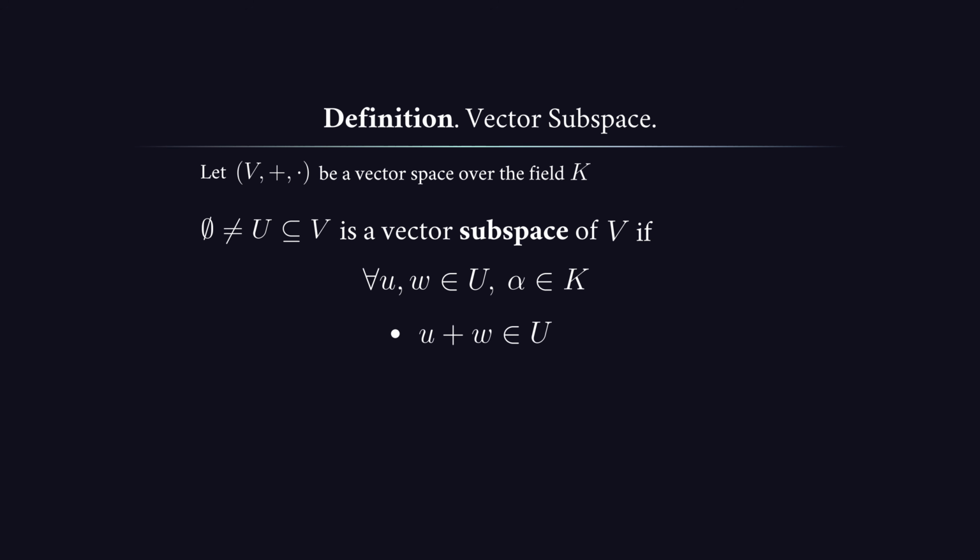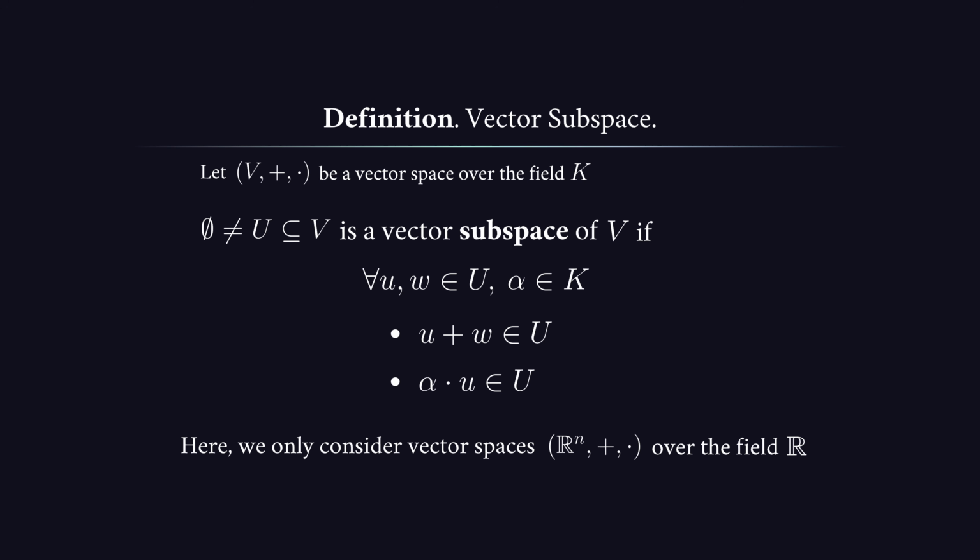When we add together two vectors, we still reside in U, in the subset. So we say it's closed under addition. And it should also be closed under multiplication with a scalar. So then, with these two properties, U is a vector subspace of V. In this video, we only consider vector subspaces R^n over the field R.